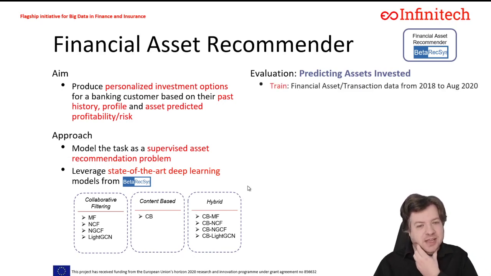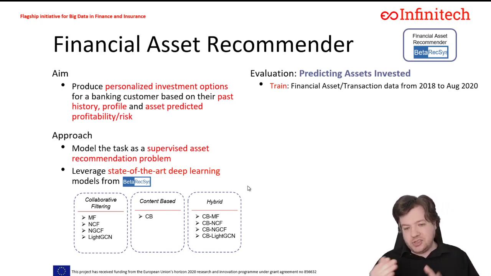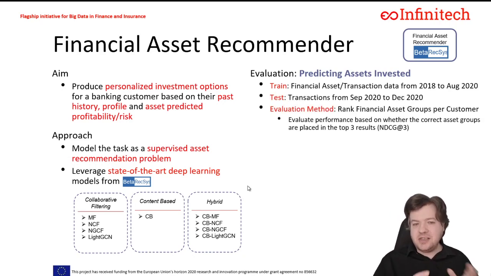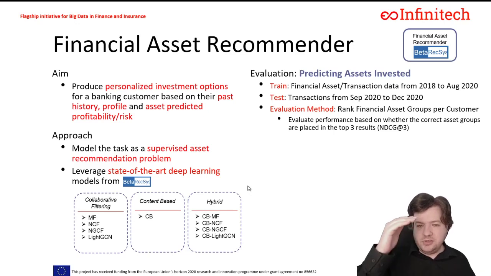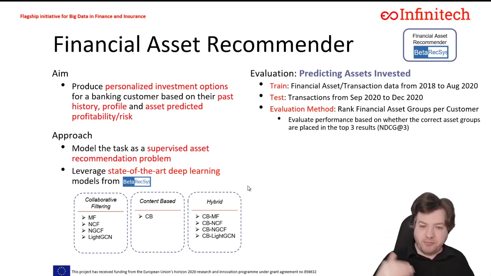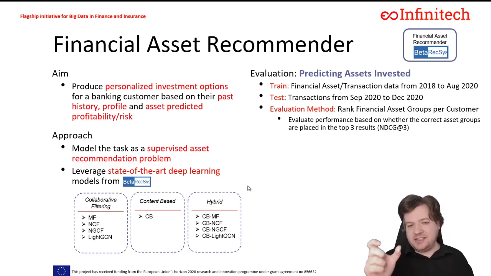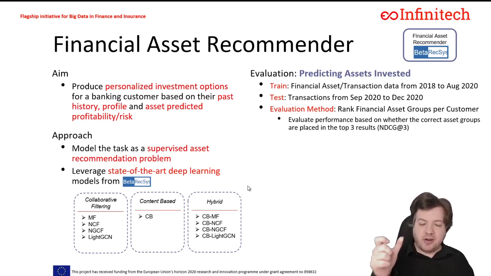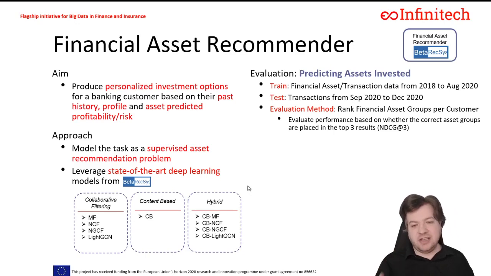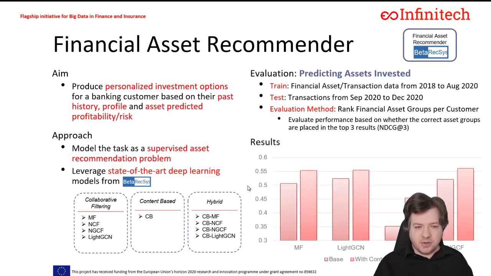So what we did was we trained our models based on financial asset and transaction data from 2018 to August 2020, and then tested this on transactions from September 2020 to December 2020, where the models rank asset groups for each individual customer. What we're looking at for evaluation is, for customers that invested during that September to December period, are we recommending the same assets that they actually invested in? And so these are the results.